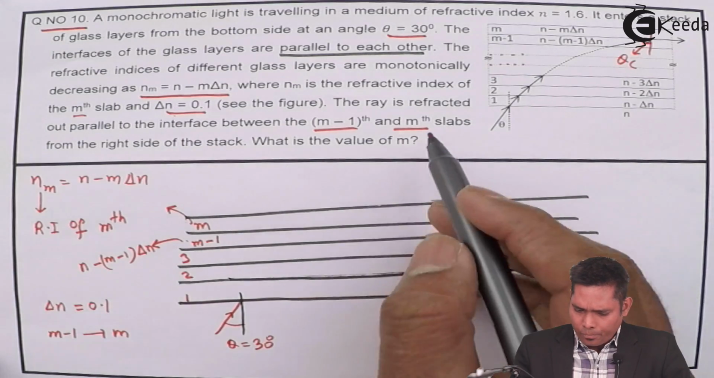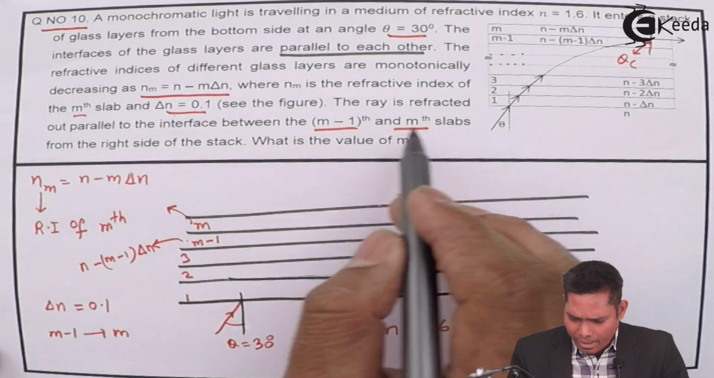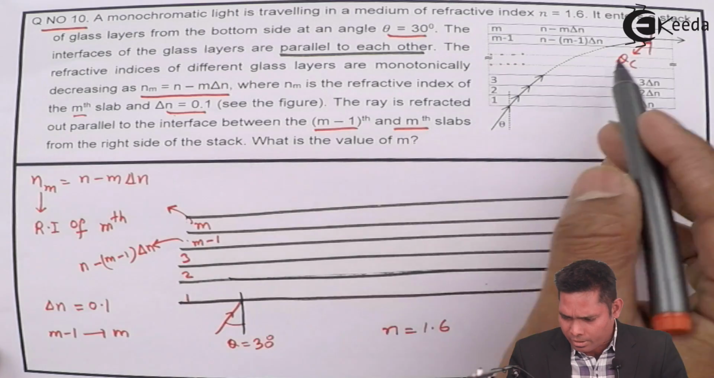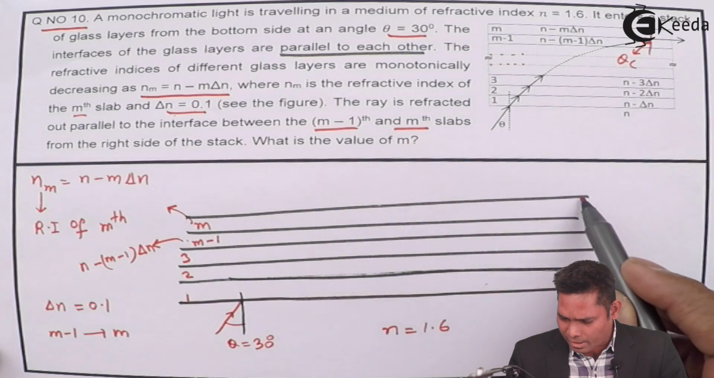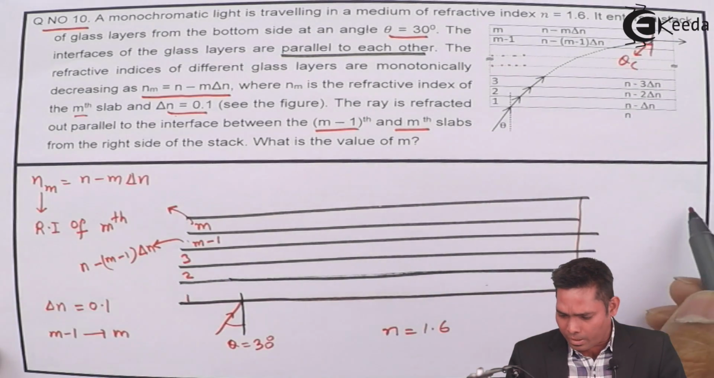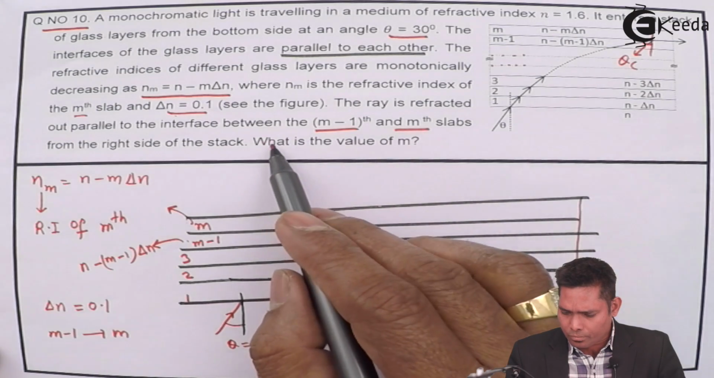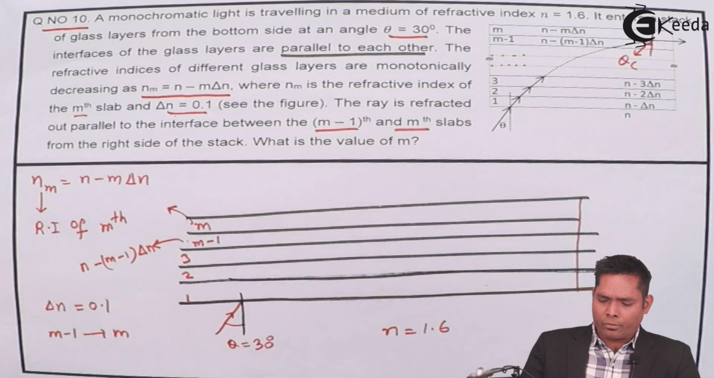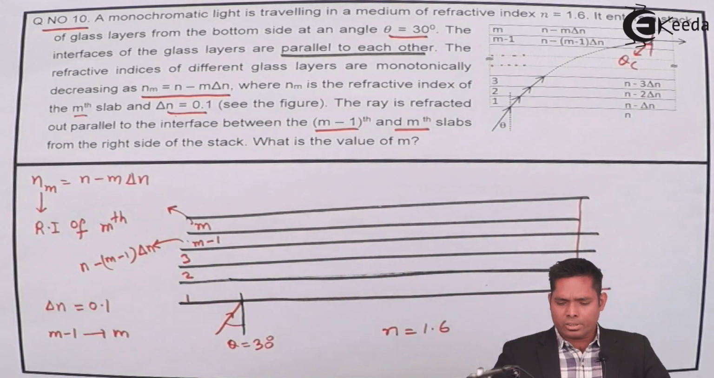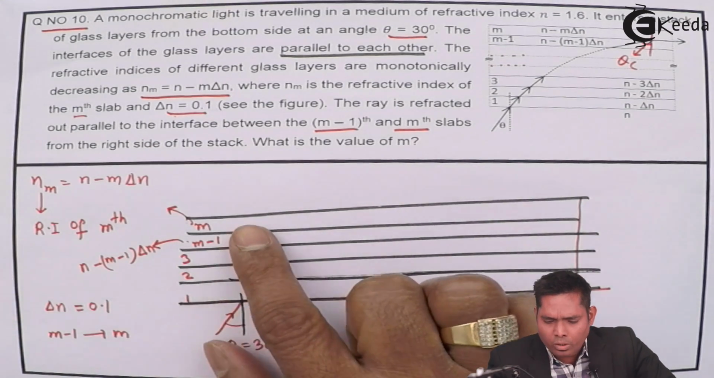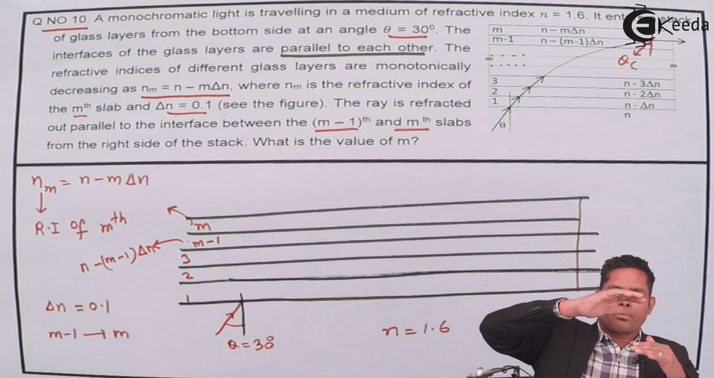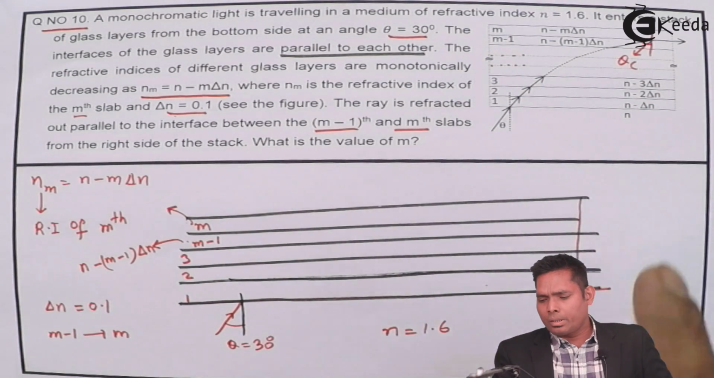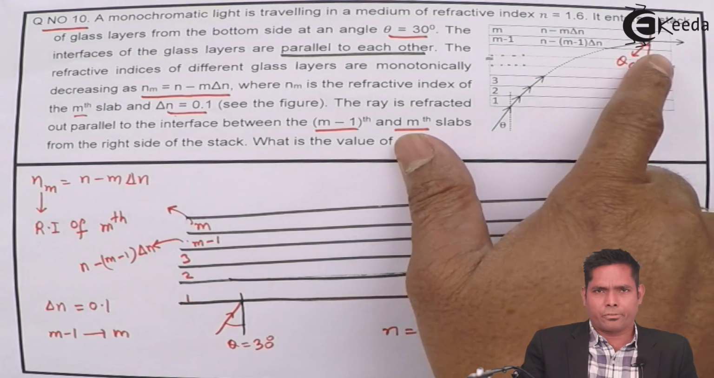Now, slabs from the right side of the stack, it moves out like that. This stack ends here and it moves out like that. What is the value of this m? This m, after how many such layers? 1, 2, 3, 4, and what is that layer after which the ray is parallel to the interface?